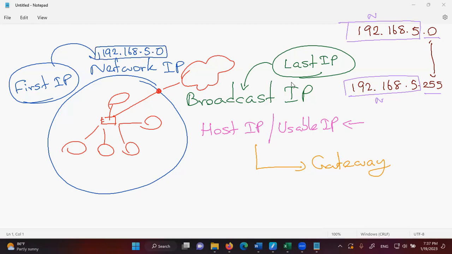And then 192.168.5.255 is the broadcast IP of this network. එයා තමයි අන්තිම එක නේද? ඒක තමයි broadcast IP කියලා කියන්නේ. The usable range start from 192.168.5.1 to 192.168.5.254.